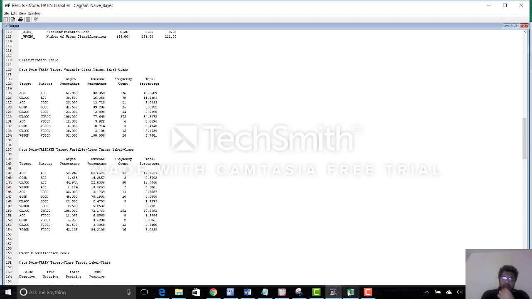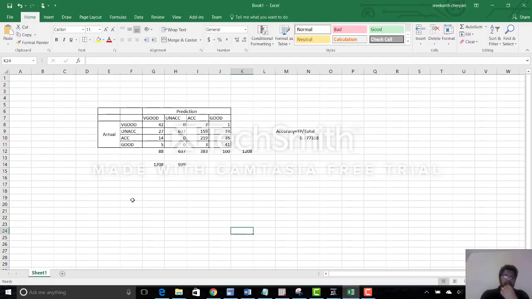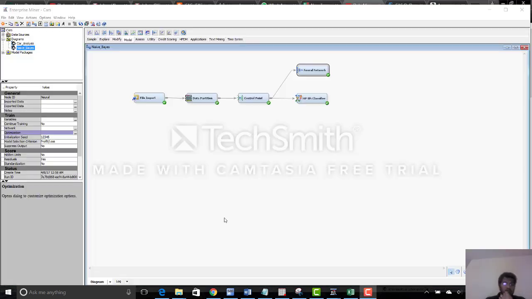Coming to the 5 concepts that were discussed in class, my first concept is to calculate the accuracy of the model based on the confusion matrix. If you see the confusion matrix over here, I have taken all the diagonal elements that have been predicted correctly, that is very good as very good, acceptable as acceptable, and I have divided it by the total number of observations. So it has given me an accuracy of 77.7%. My second concept is about neural networks.